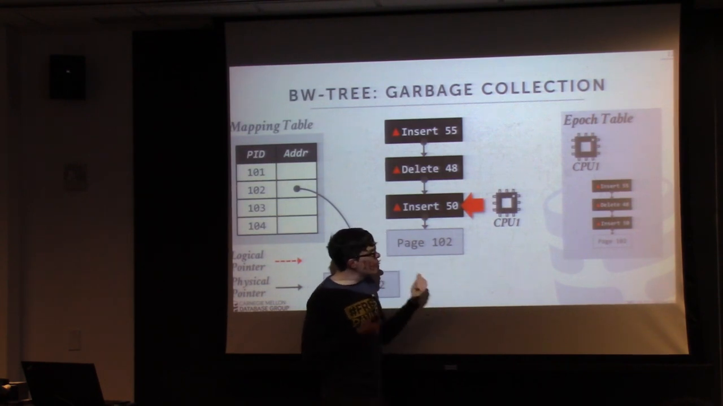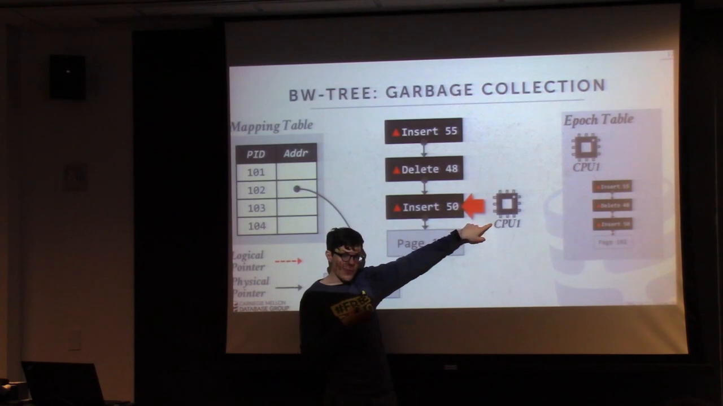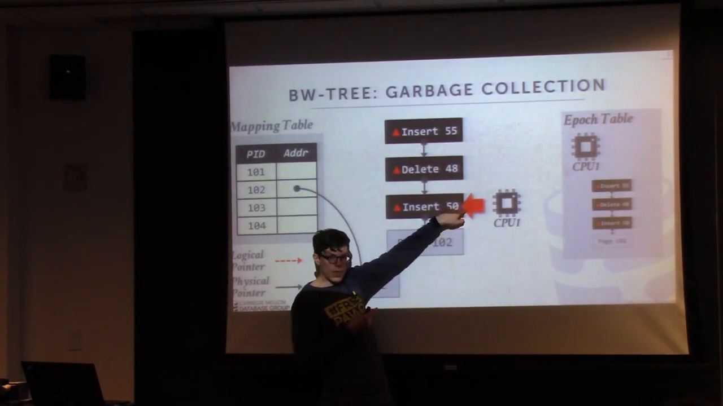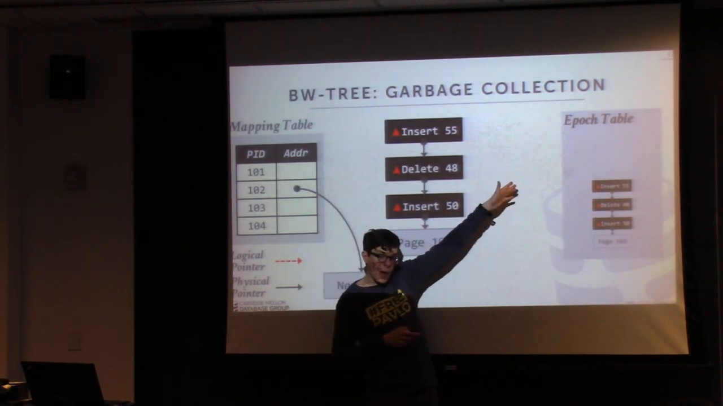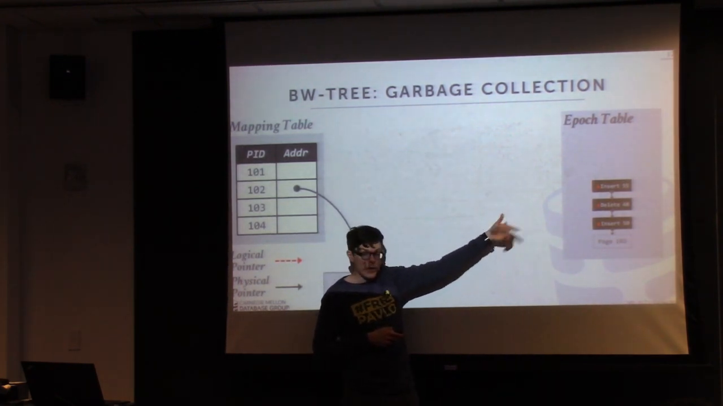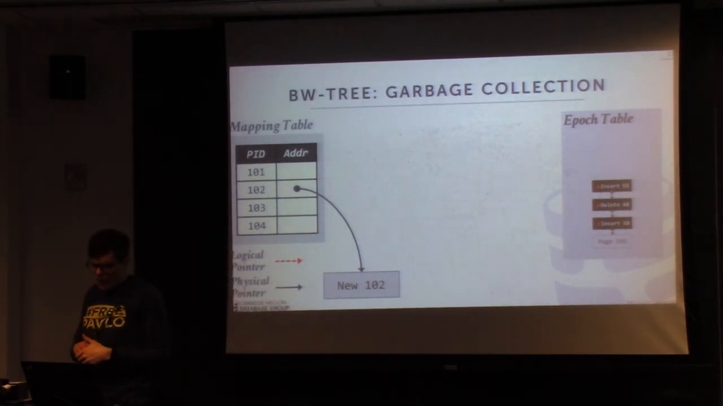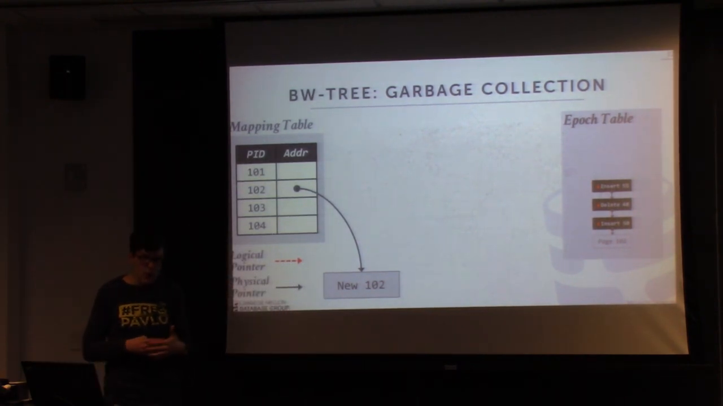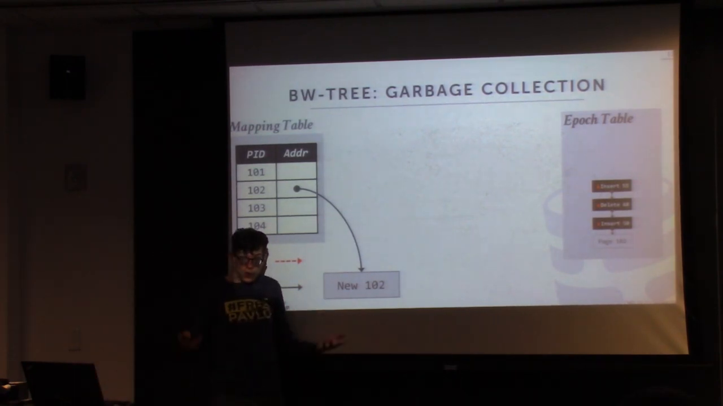Now at this point, again, we don't want to free up this memory because we know that CPU 1 is still hanging around. The thread running on CPU 1 is still hanging around somewhere in our delta chain. So only when it finishes and it leaves the epoch is it safe to actually go ahead and garbage collect it. I didn't really talk about this last time, but it was sort of implied that in order to do epoch-based garbage collection, there has to be some auxiliary data structures or extra bookkeeping you have to do to know what threads are hanging around and what data is there.